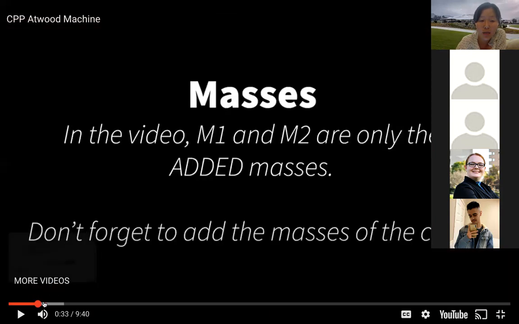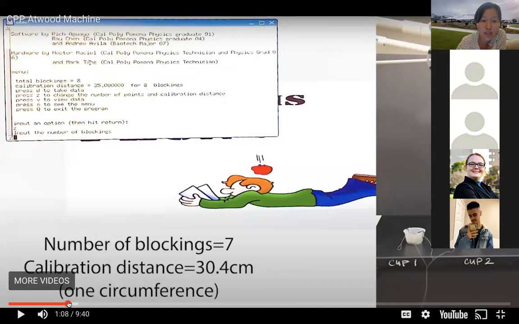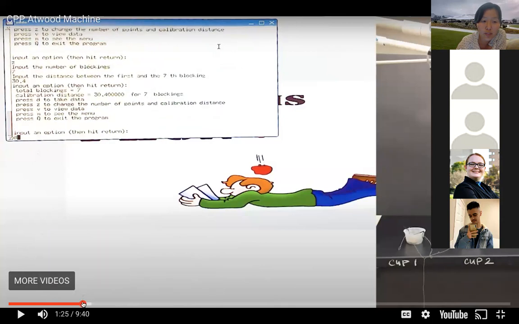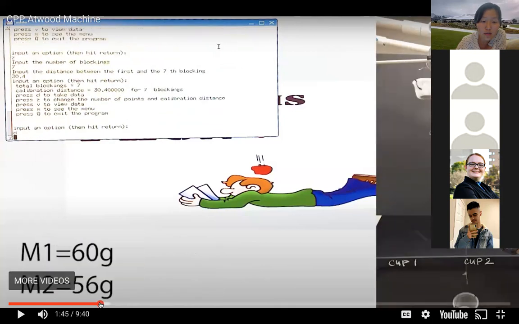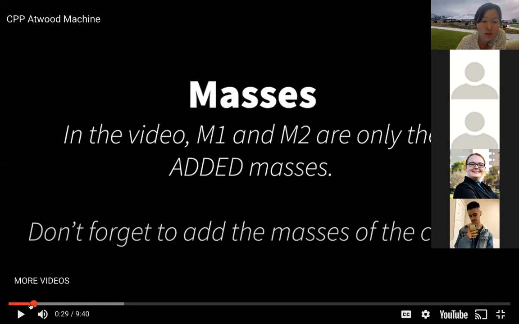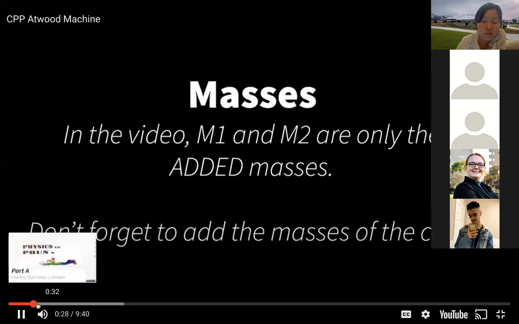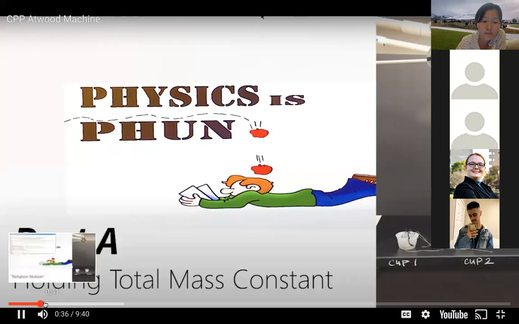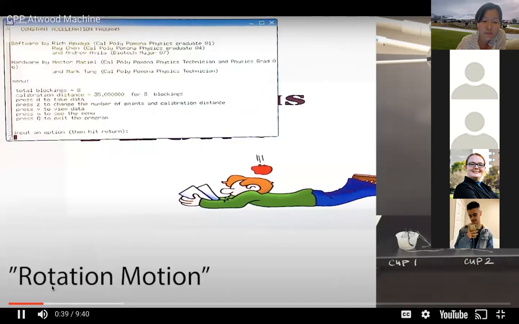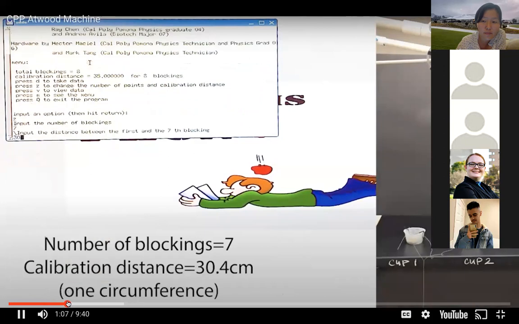Okay, and then later on they start taking the data sheet, and I think this is really interesting to mention. They have a place where they show you, start with 56 grams. The masses in this video, M1 and M2, are only the added masses. Don't forget to add the cup into that. For part A, holding total mass constant, let's get our computer set up. Open our reference, and we should be able to verify calibration.